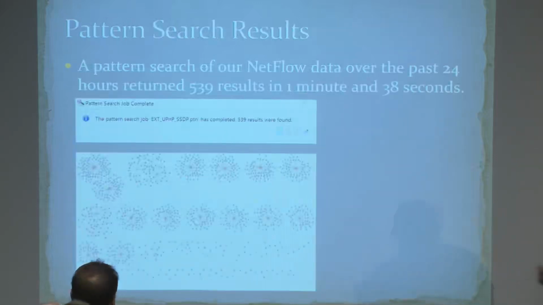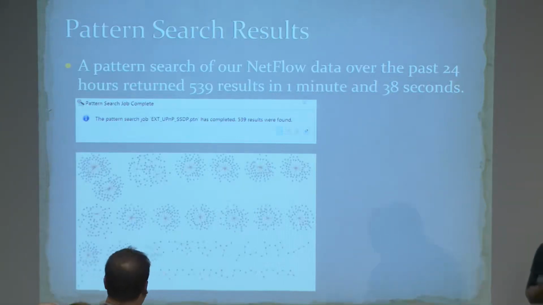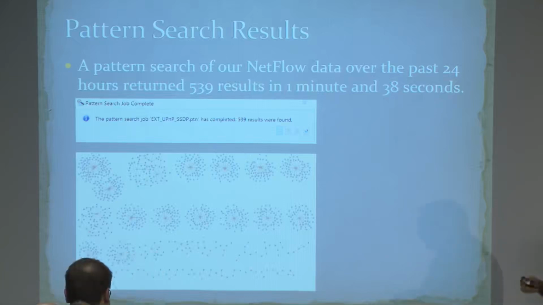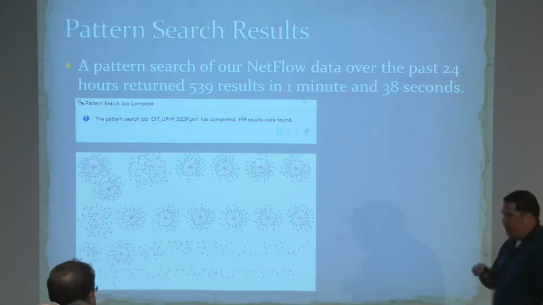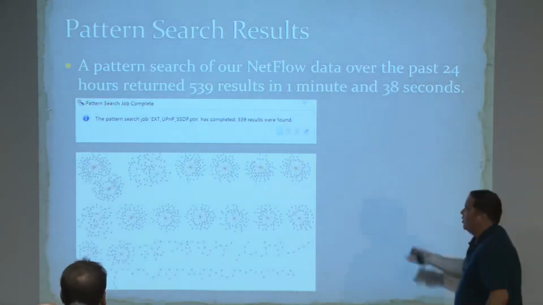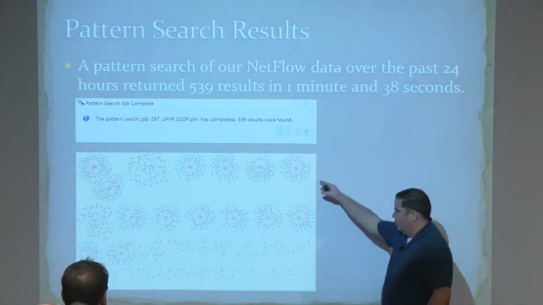So the results that we end up getting back look something like this. This is a pattern search of our NetFlow data, just NetFlow at this point, over the past 24 hours. And it returned 539 results. And that query took about 1 minute and 38 seconds or so, which isn't too bad. You get up, you go get a cup of coffee, you come back, and here's your data, right? The end results look something like this.